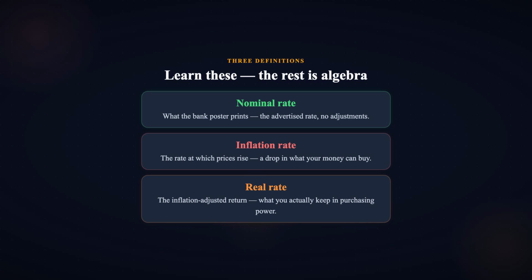Third, the real interest rate. This is the inflation-adjusted return. What you actually keep in purchasing power after prices move. It is the number that tells you whether saving made you richer or just kept the screen looking polite.